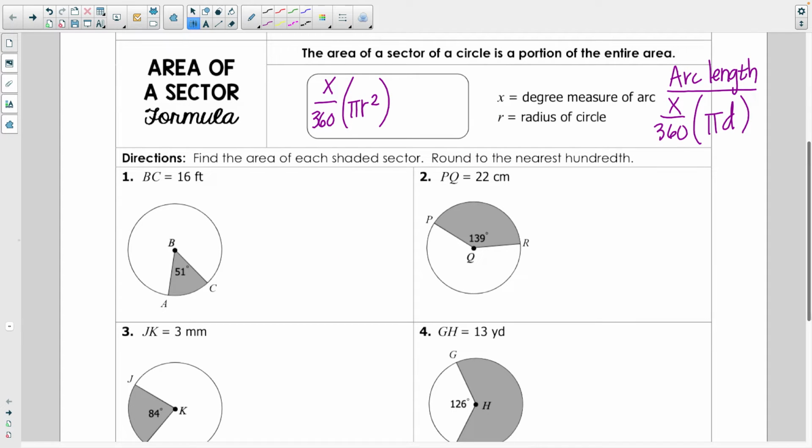All right, so go to number 1. We're going to do 2 things. We're going to find the area of the sector, and then we're going to find how far we're running from A to C, so that's arc length. Okay, we got 51 degrees, so you're going to do 51 over 360. The radius is 16, so pi r squared.